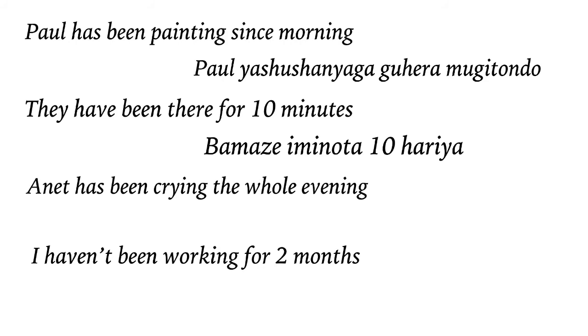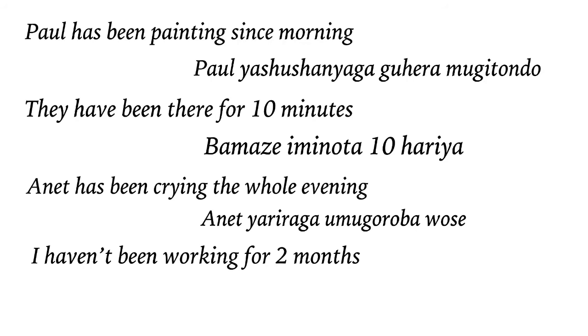The third example is Annette has been crying the whole evening, which is Annette yariraga umugoroba wose. Where Annette is Annette, and yariraga is has been crying. Umugoroba is evening, and wose is the whole.